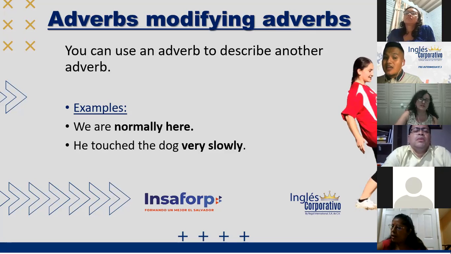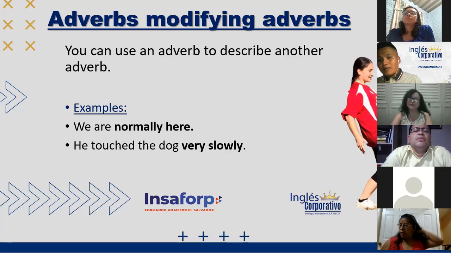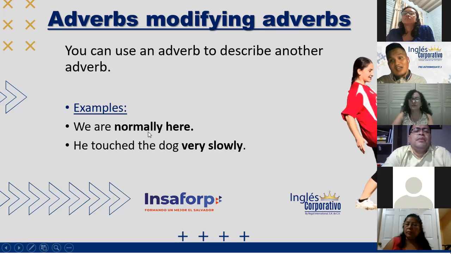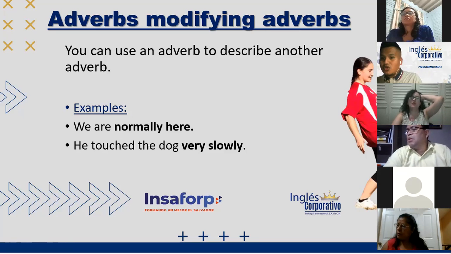Normally, because siempre el adverbio que está modificando al otro adverbio va a estar antes del otro adverbio. ¿Sí? ¿Qué quiere decir esto? Por ejemplo, here we have here. Here es, podríamos decirlo, el adverbio principal. Queremos encontrar el adverbio normally, porque este adverbio, como está antes, nos está indicando que está modificando el siguiente adverbio. Do you understand the idea?